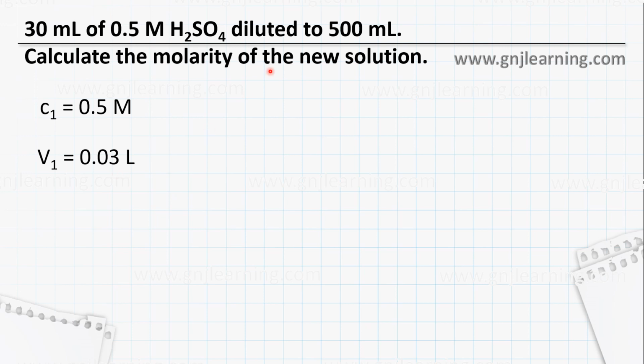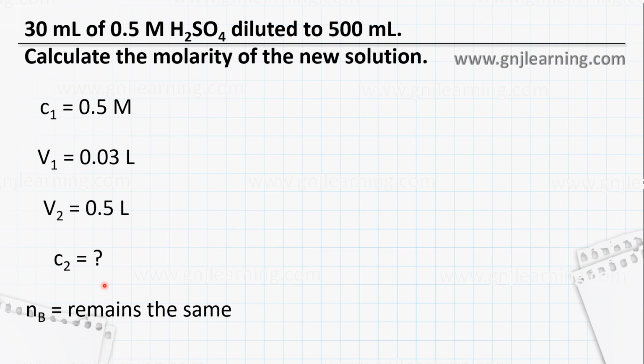And what is the second volume? The second volume, that is V2, is 500 ml, which will be 0.5 in terms of liters. So 0.5 liters. Now C2 is what we have to calculate. So for the molarity equation, one thing you have to remember is that the number of moles is not changing.